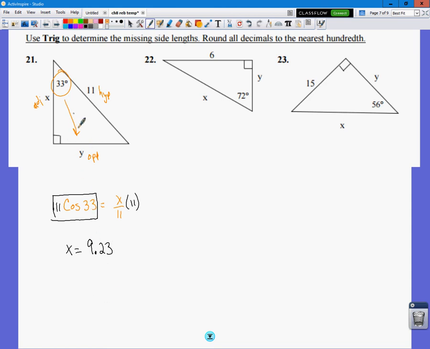When I go to find y, opposite and hypotenuse is a sine function. So the sine of 33 is equal to y over 11. And I'm going to multiply both sides by 11 to get y by itself. Again, this is what's going to get keyed into the calculator. 33 sine times 11. And this comes up to 5.99.